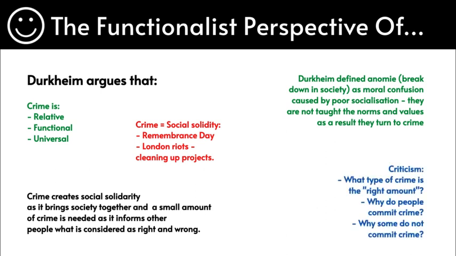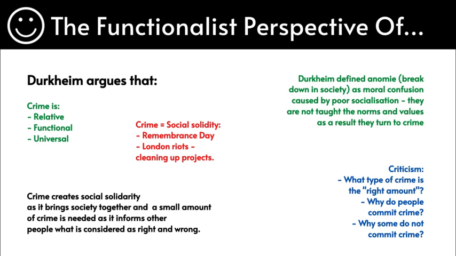Okay, so let's criticize this. Durkheim is criticized because this particular definition does not tell us what is considered the right amount of crime, what is right, what is wrong, what level is needed. Durkheim says that a small amount of crime is good because it helps to bring social solidarity and tells us what is right and wrong. Also, crime is good because it tells people what is right and wrong, and also tells us why crime occurs.